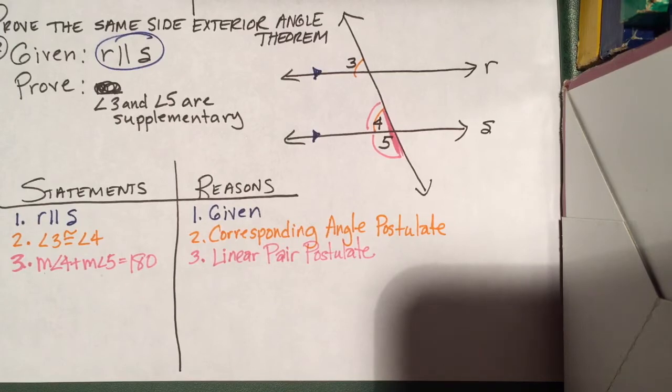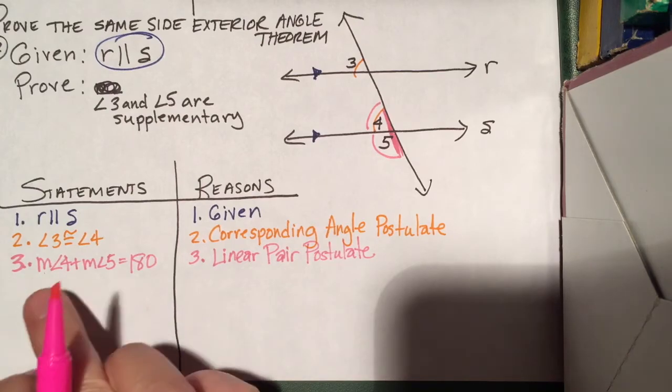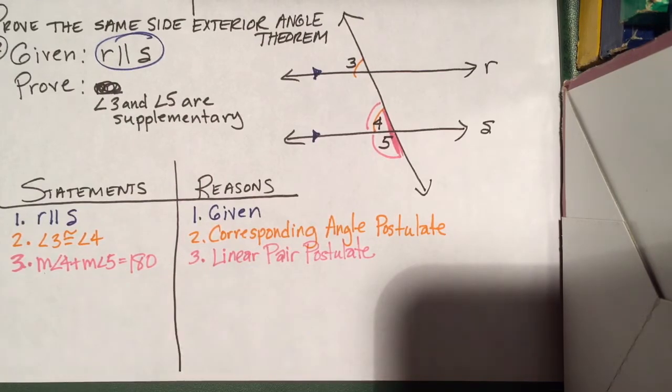There's all kinds of ways you can write this. It just depends on preference. Some people will make you say that they're a linear pair first, then make you say they're supplementary, then represent the equation. I'm not going to make you do all those extra steps. So we're going to do measure of 4 plus measure of 5 equals 180, and that's the linear pair postulate. Now, moving on to the next step.